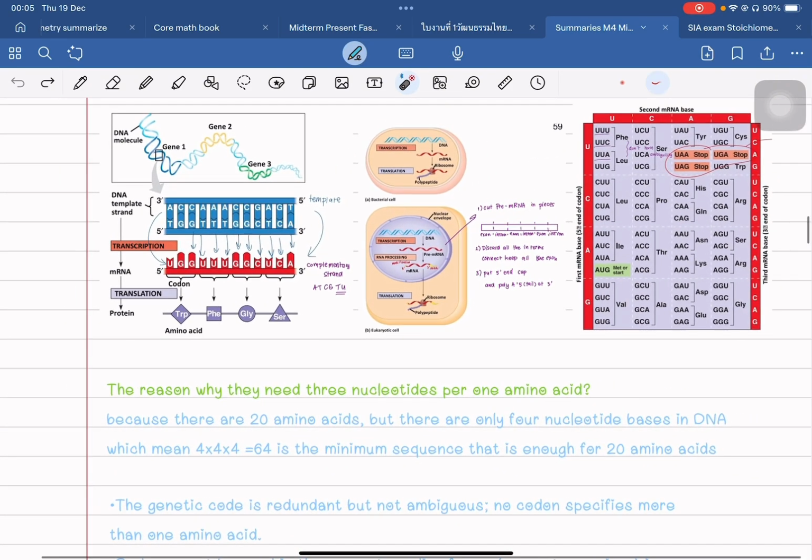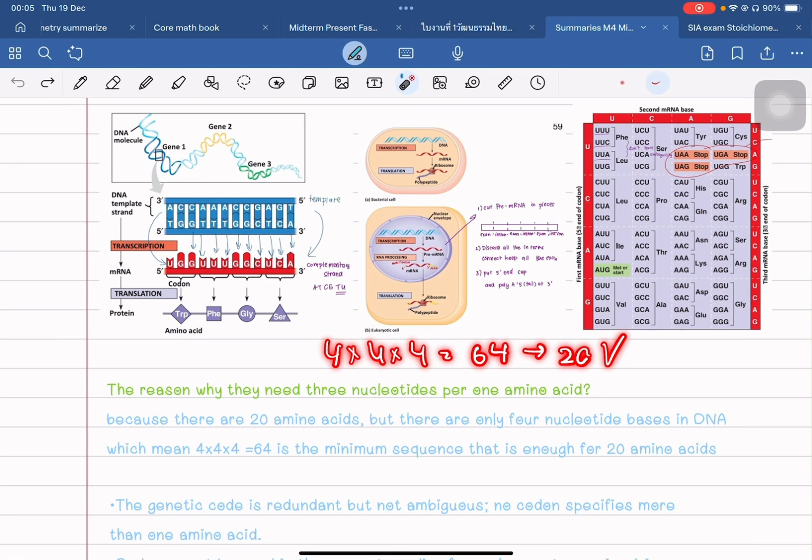Because in total there are 20 amino acids, but we only have 4 nucleotides. What if we use 2? 4 times 4 is 16, and that's not enough for 20 either. So we use 3, sorry, 4 times 4 times 4 gives us 64, and that is enough for 20. So that's why we use 3 nucleotides per codon, or per amino acid.